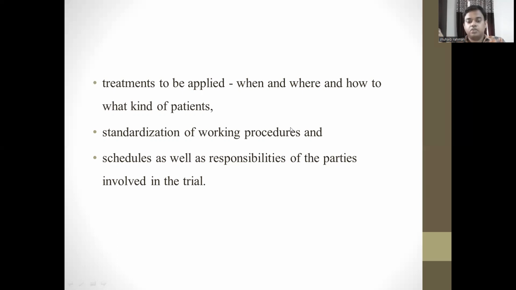And schedule time is also very important, and the responsibilities of the parties, the researchers who are doing it, how many are there, and what their responsibilities are. So these are the things coming under protocol. It's your full blueprint or your script of what you're going to do in your next 1 year, 1 month, or 1 week, depending on your time.